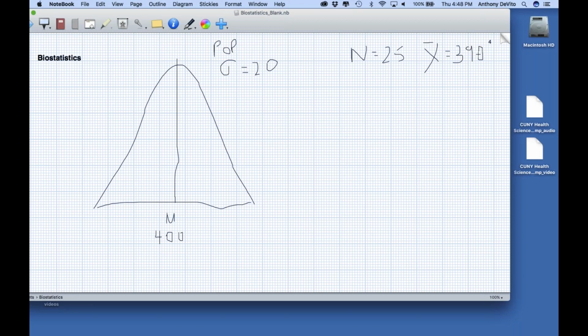Okay, is it the same as 400? I'd have to be awfully lucky to get exactly 400, the same as the real population mean. That'd have to be really lucky, right? But 390 is not such a bad estimate either, right? So now, based on what we understand about samples, I know what the mean for my 25 people was.